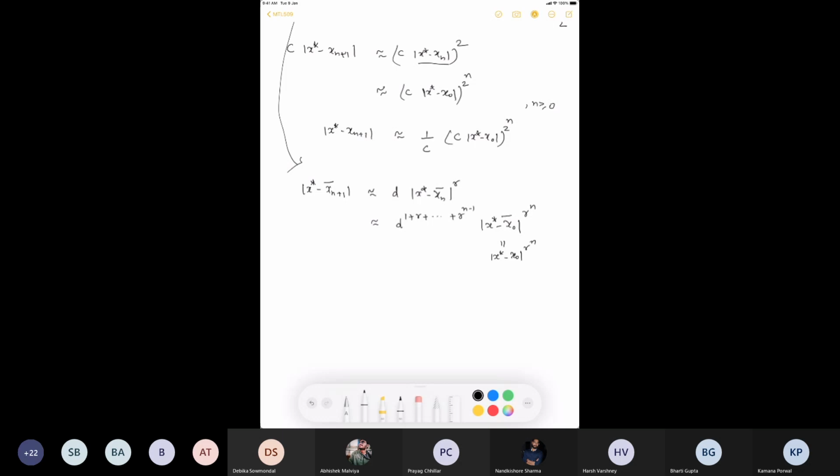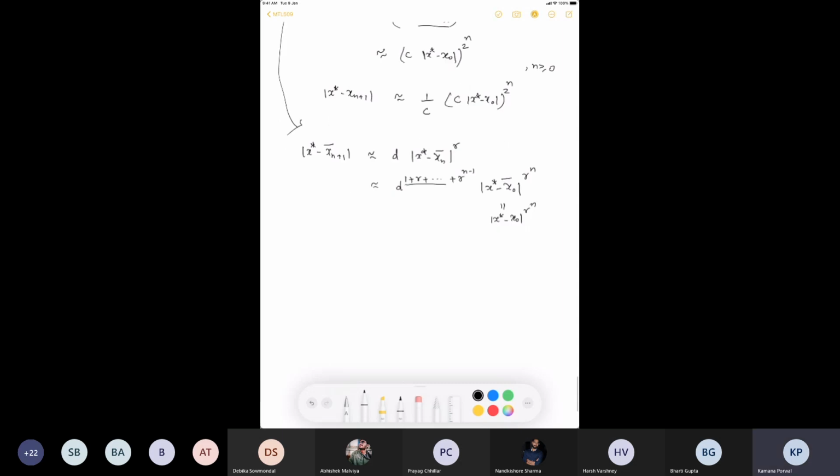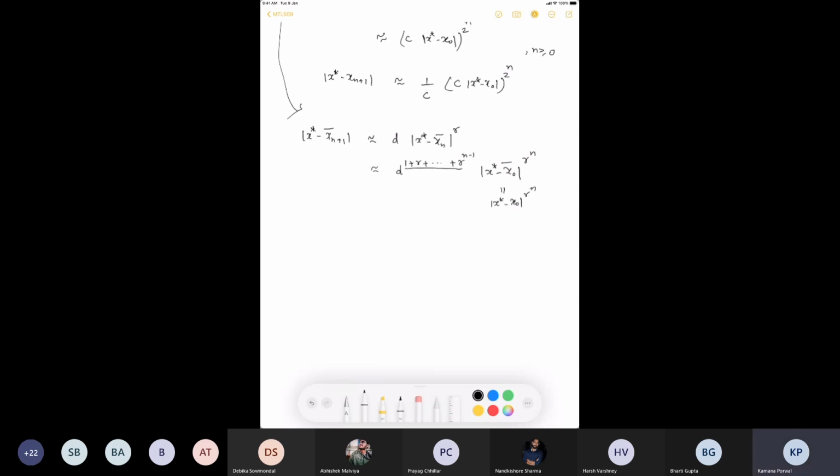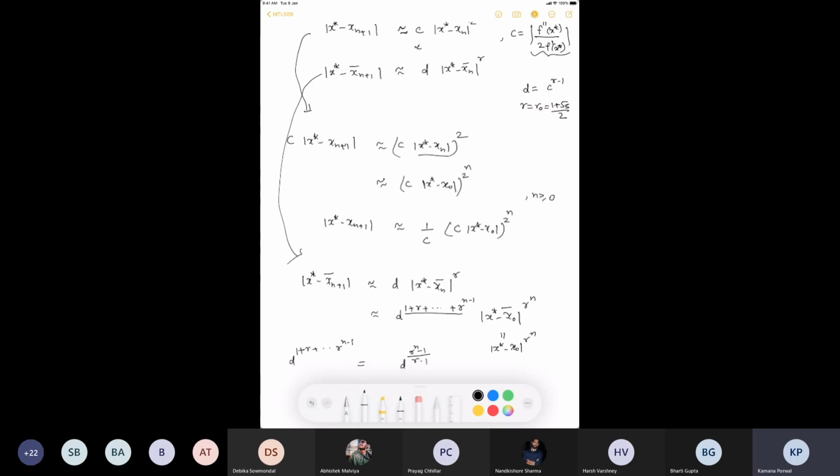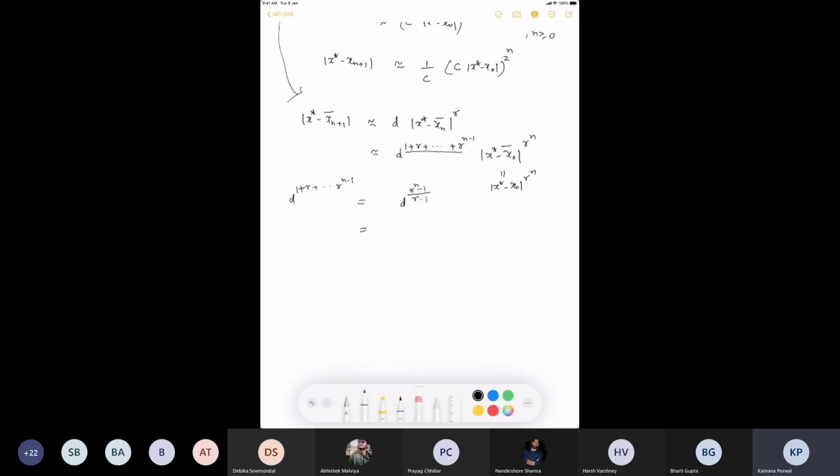Is it okay so far? Okay, so what is the series here? This is a geometric series, right? A finite geometric series. So you can find the sum of this geometric series, and what you will get here is nothing but this: d raised to power r raised to power n minus 1, divided by r minus 1, right? And now what is the relation between d and c? d is nothing but c raised to power r minus 1, right? So I will get this as c raised to power this factor.